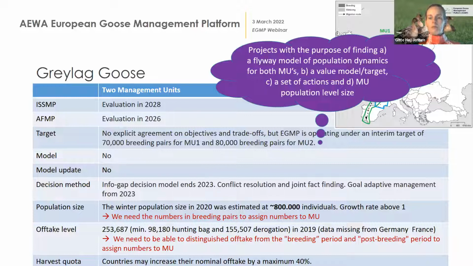So that's also what I mean by at least some fact finding here, that there are still some loose ends where we need to have some more knowledge to be able to do the management which we are requested to do. But using the InfoGap decision model, we can say that the countries can increase their nominal offtake by a maximum 40%, and that's based on the information which were provided in the ISSMP.